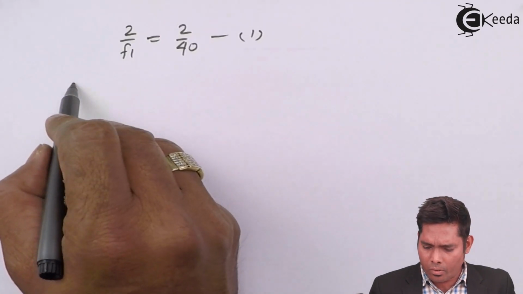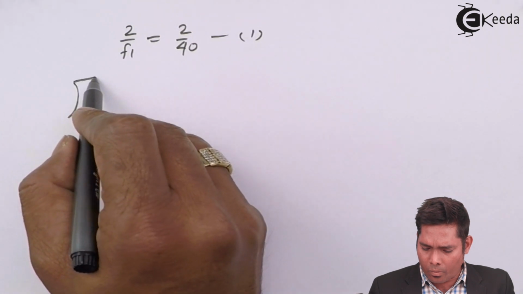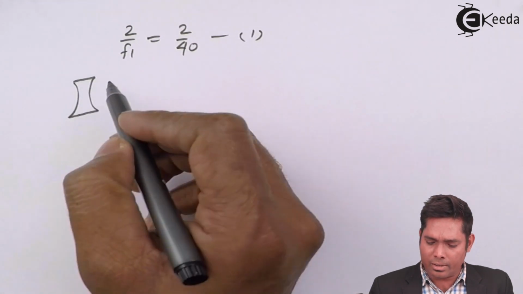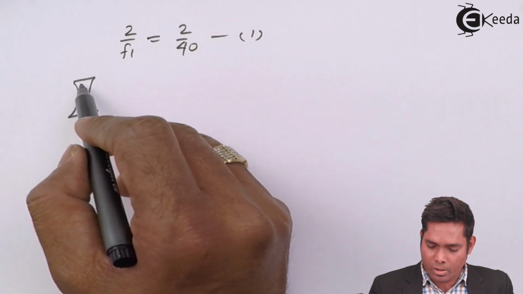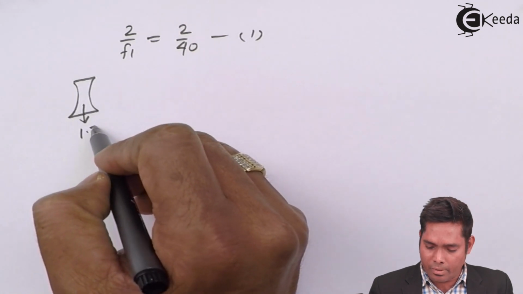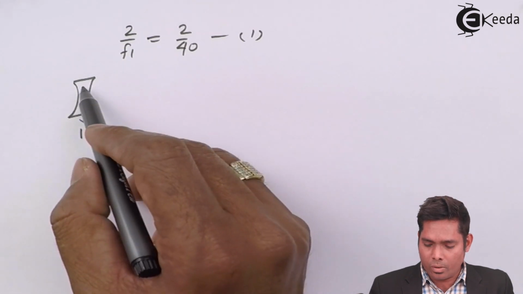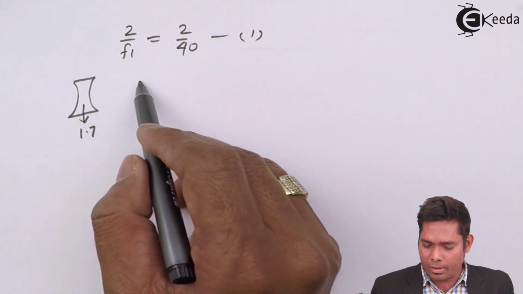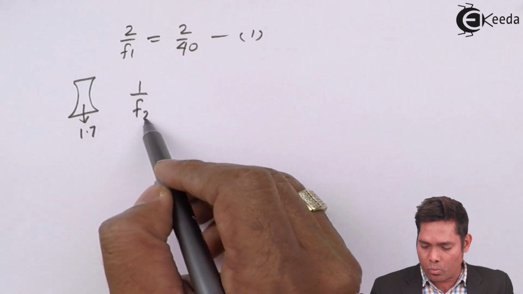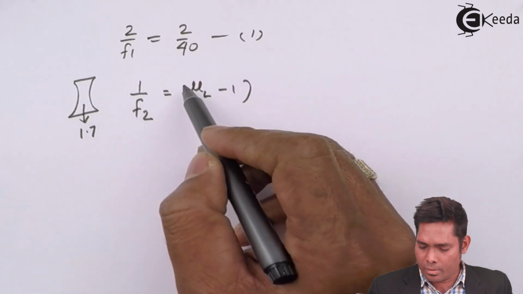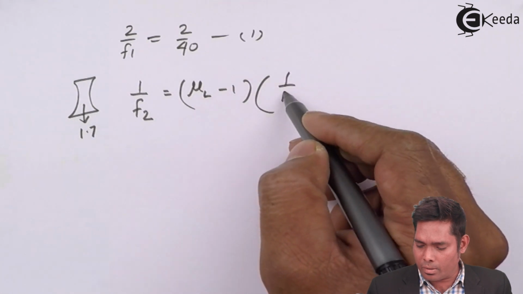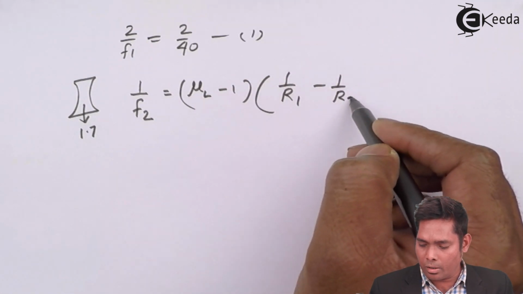Second, the focal length of the second lens, that is the concave lens. So this is the liquid with 1.7 refractive index, and for this we have to calculate the focal length. So 1 over f2 equals mu of the liquid minus 1 into 1 over r1 minus 1 over r2.